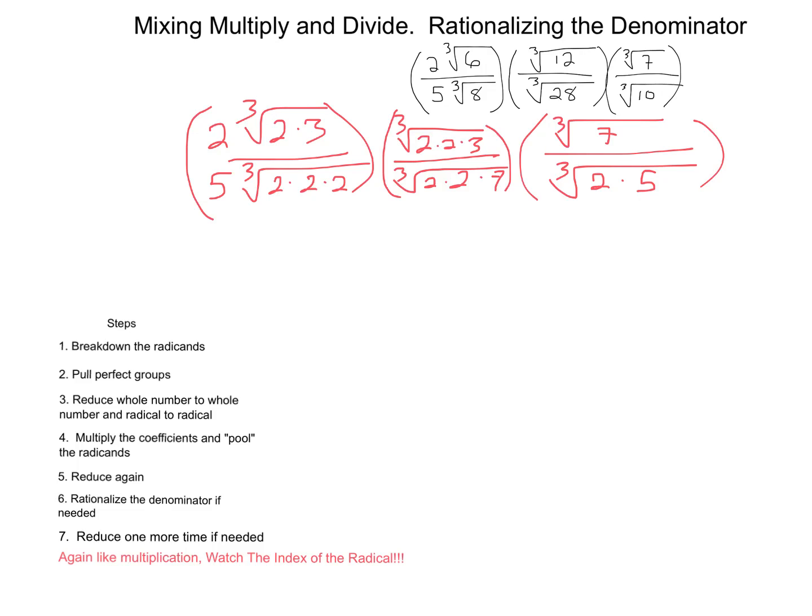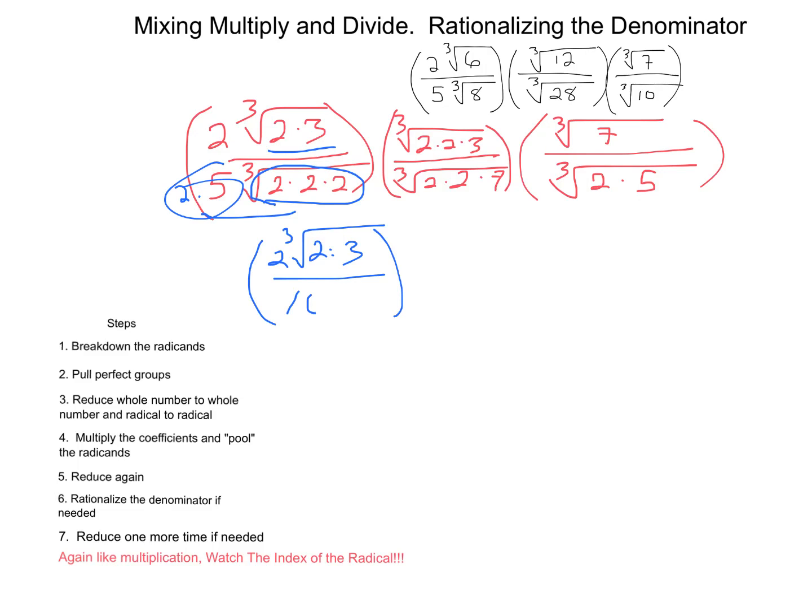Break down the radicals. Now our next step says we got to pull perfect groups. Well, here I've got nothing. Here I've got a perfect group, so let's kick that out of there. 2. So I'm going to need to start my parentheses. 2 cube root 2 times 3. Multiply these, I get 10.